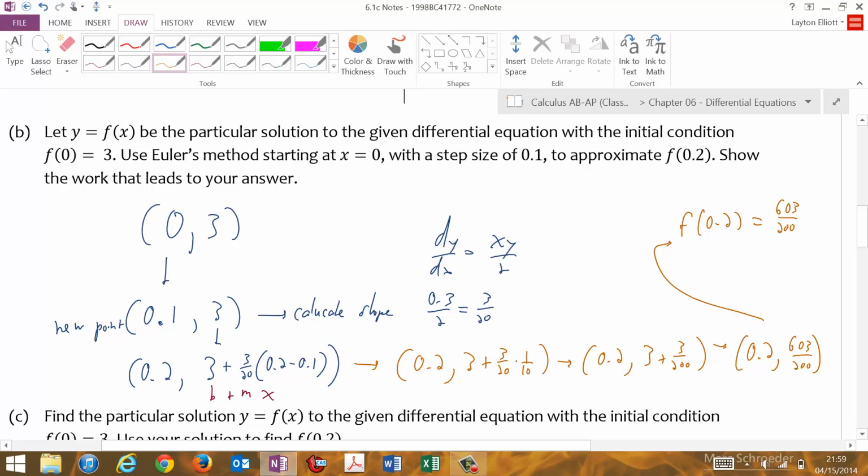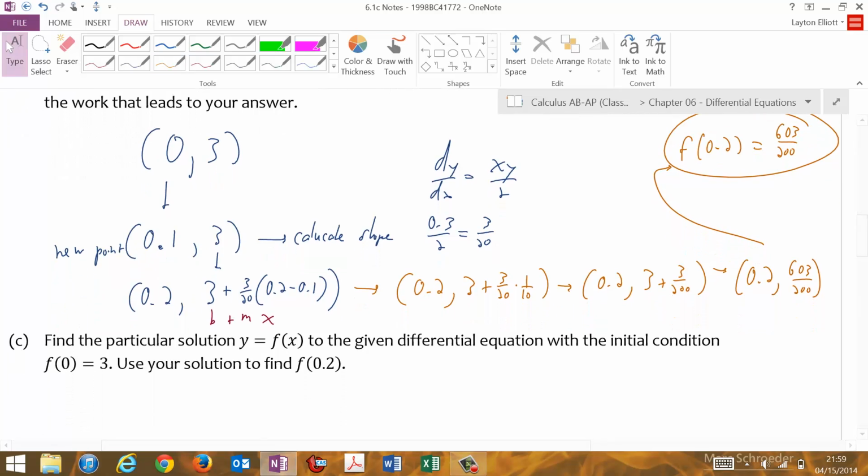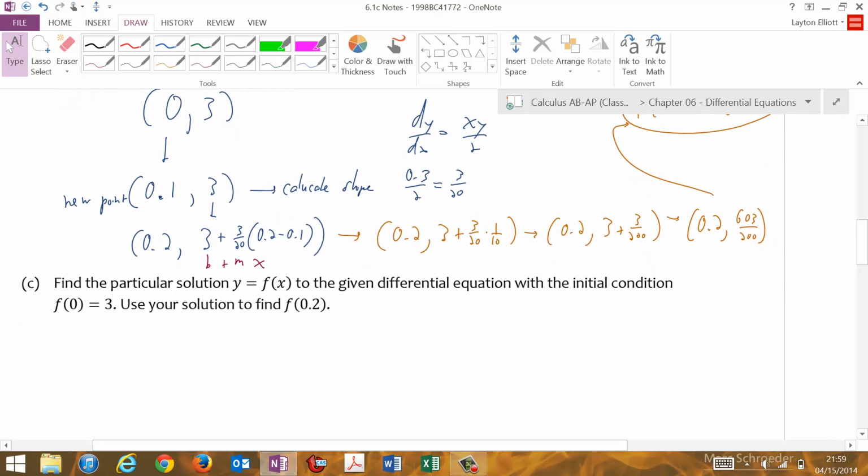603/200. And that is an approximation because it's not actually what's going to happen if I was actually on the graph, but it's close. Now, that looks complicated. I promise you it's not that bad. Let's try this other one.